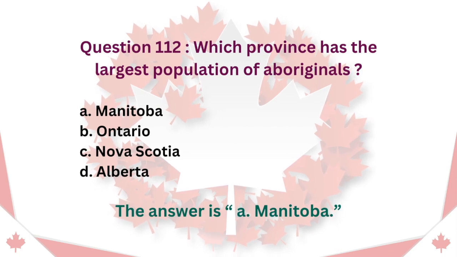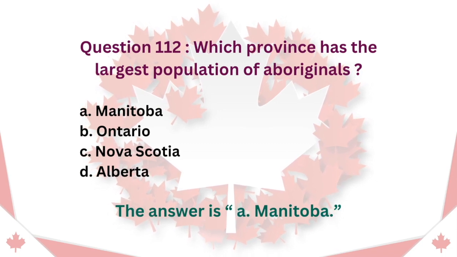Question 112. Which province has the largest population of aboriginals? A. Manitoba. B. Ontario. C. Nova Scotia. D. Alberta. The answer is A. Manitoba.